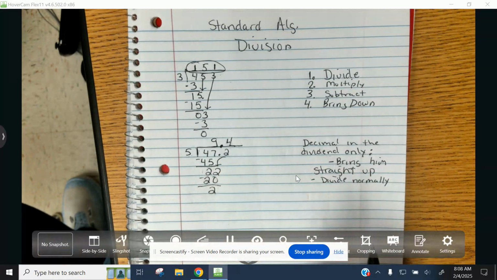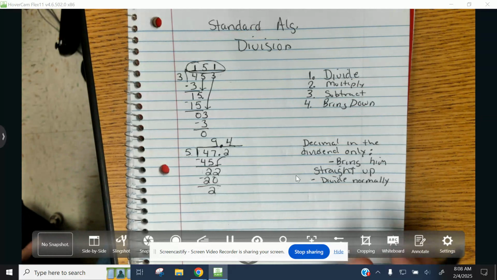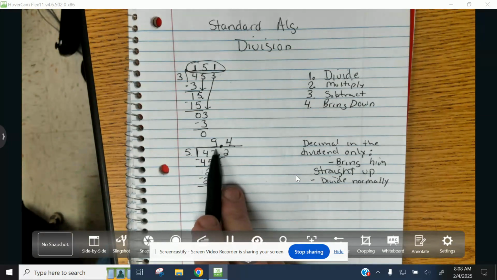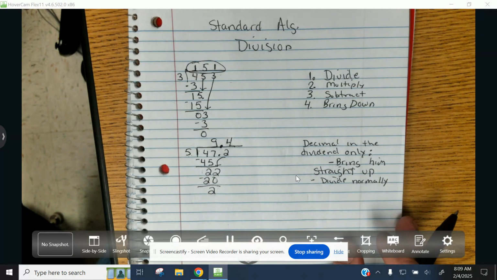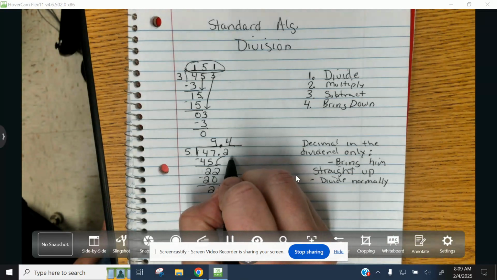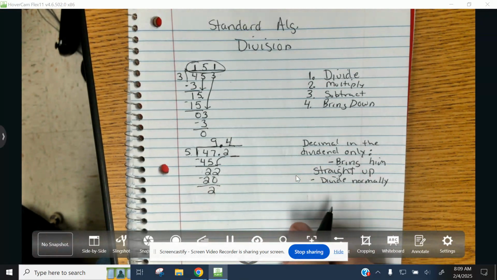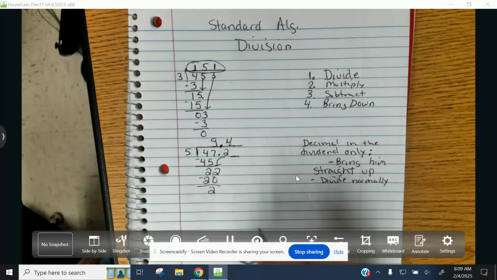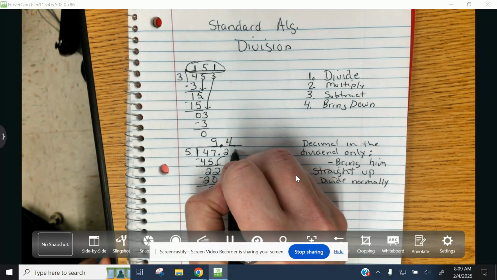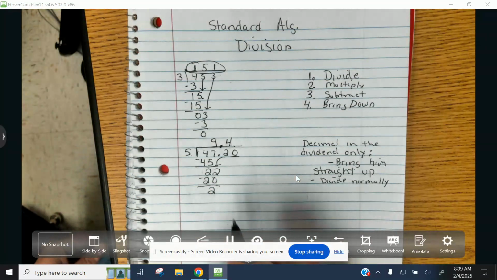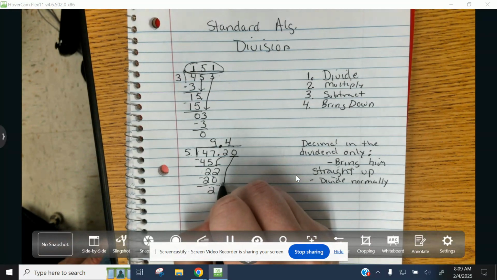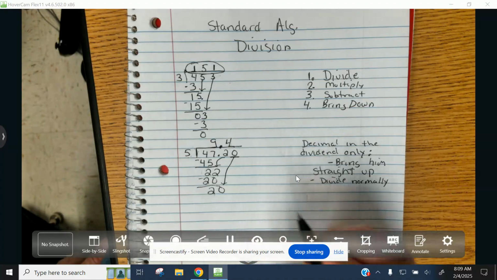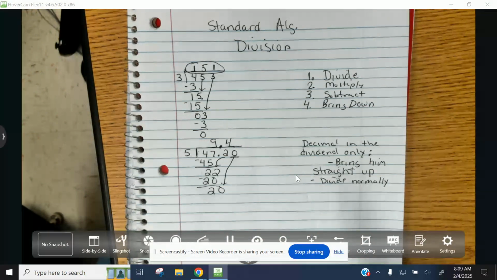Now, remainders do not exist. So I can't just put 9.4 remainder 2. That wouldn't work. But what we do know is there's actually another digit right here behind the last decimal number. And you should know that is the number 0. So I can put a 0 there, and guess what I can do? Now I can drop him down and keep going. Okay? So that's how decimal division works.